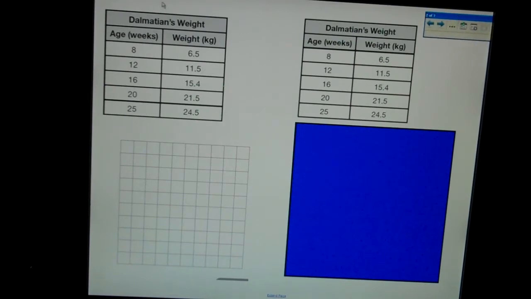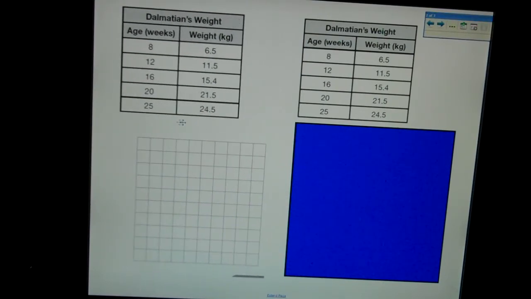Here's some data about Dalmatians' ages and what their weight is in kilograms. I want you to take a minute, pause this, and sketch a graph of this information. In your binders, you have plenty of grids that we haven't used. Just find one and use that, or just sketch it. But here's the data. On my X-axis, I would have the ages, and on my Y-axis, I would have the weights. So go over 8 and up 6.5. Pause it now and take a minute to graph this out.